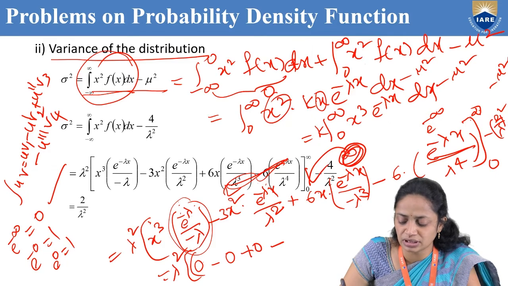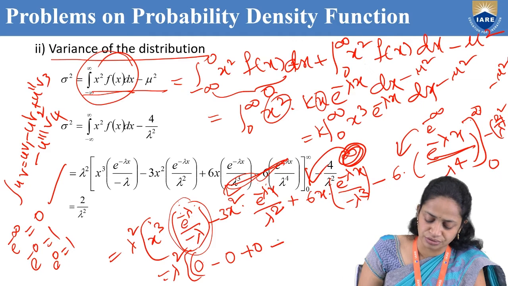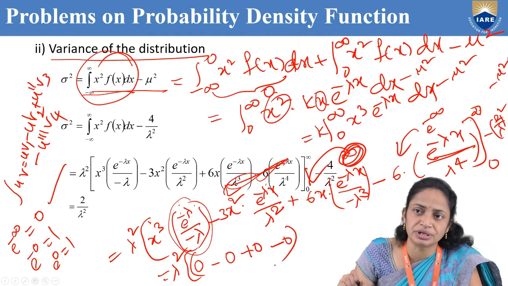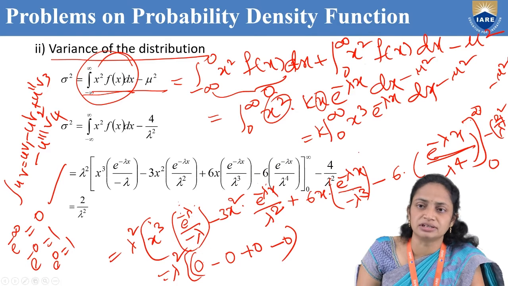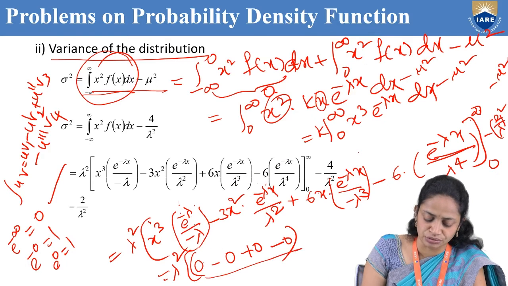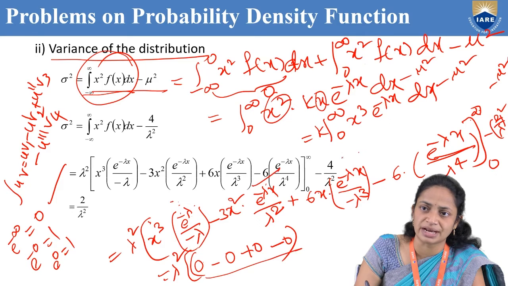So this is e power, here also I am substituting infinity. So that's why this is e power minus infinity. E power minus infinity is 0, and 0 into anything is 0. So if I substitute infinity in the equation, we will get the total term as 0. Upper limit is totally 0. So this is 0, minus this is 0, minus this, plus this is 0, and minus this is 0.